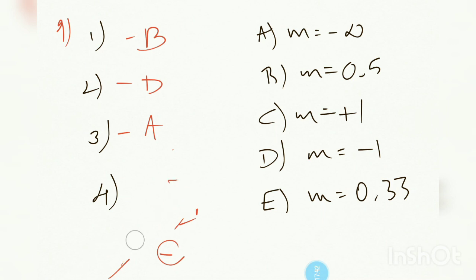Then for the fourth one, we have an object placed at the center of curvature before a convex mirror. A convex mirror generally shows smaller and smaller images. When it is placed at the center of curvature, it will show an even smaller image and the magnification becomes 0.33, which is option E. And the total final answer is A for this ninth question.